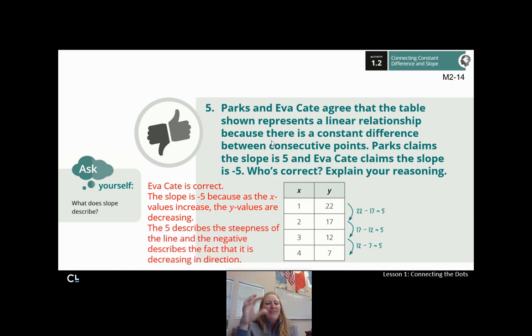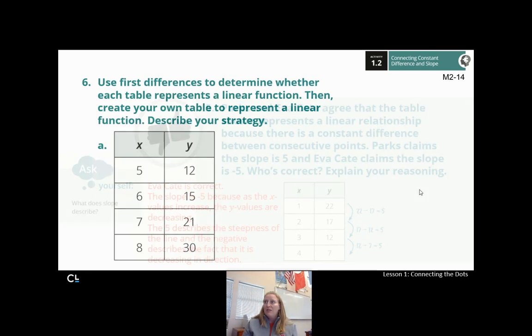The 5 describes how steep the line is. And the negative describes the fact that it is decreasing in direction, that it's going down, not up. So you do want to watch out for that. Make sure you're catching that as x was going up, y was going down. So that means my slope is a -5. That means my common difference is a -5. Watch out for that.